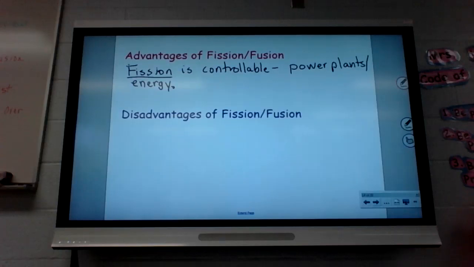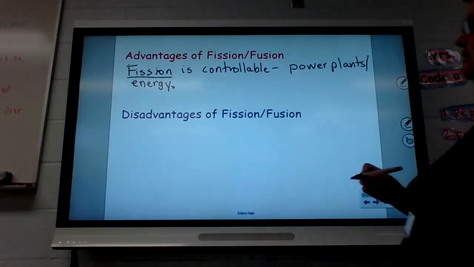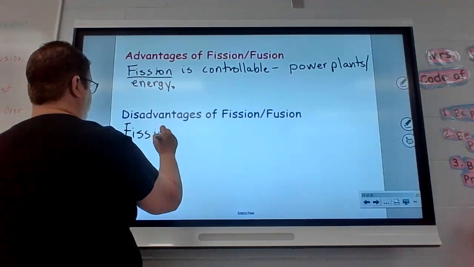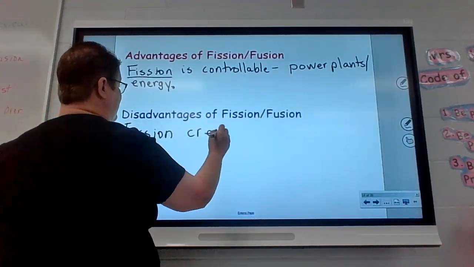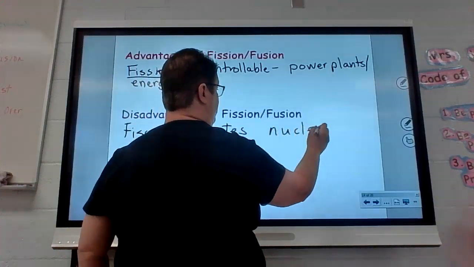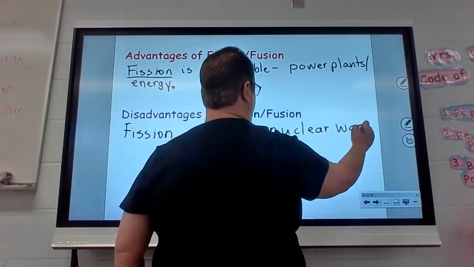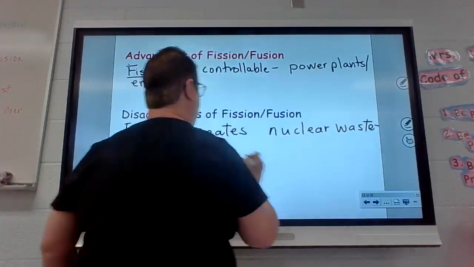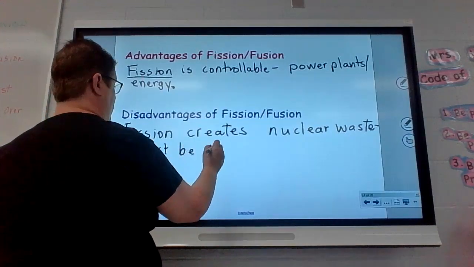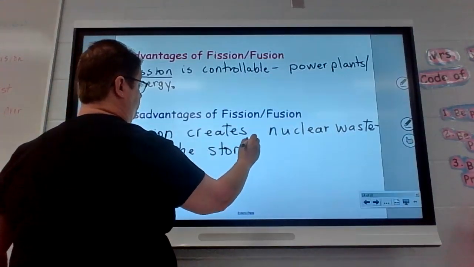Now, the downside to that is what? What does fission create? Waste. So the downside to fission is fission creates nuclear waste. It must be stored.